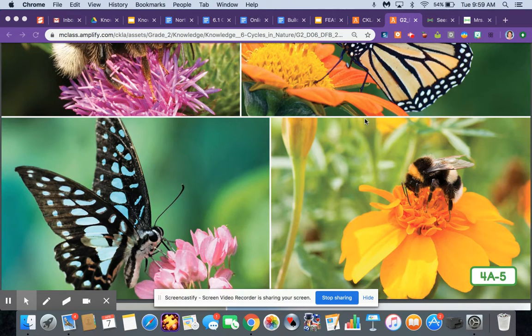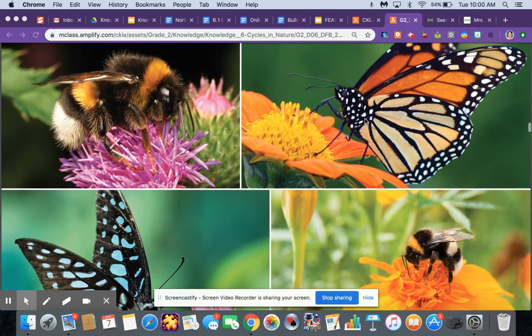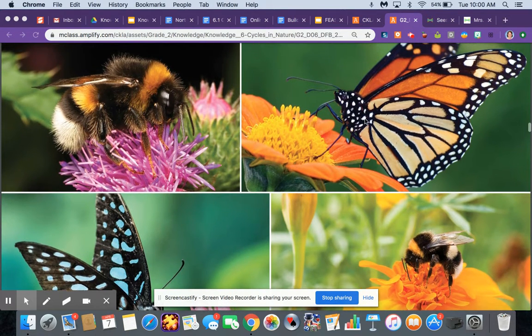As insects move from flower to flower, the sticky substance called pollen clings to their bodies and is transferred from flower to flower. Honeybees, bumblebees, ants, moths, beetles, and flies are just some of the insect pollinators.